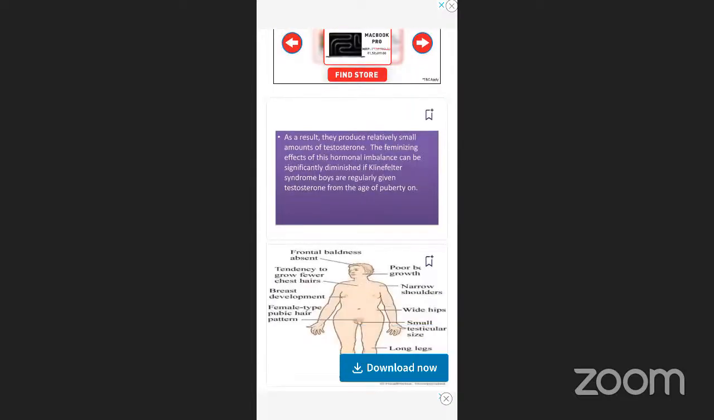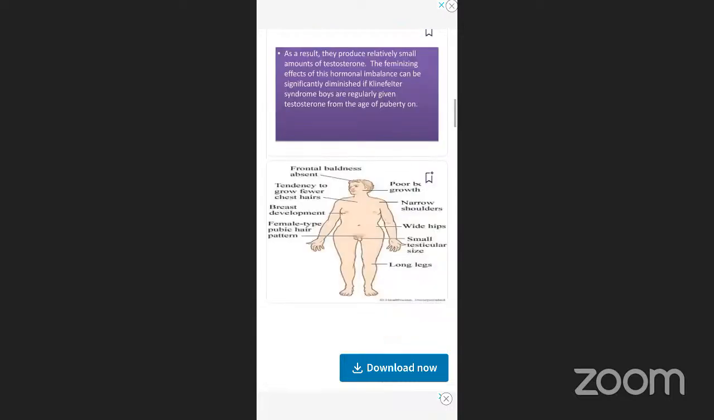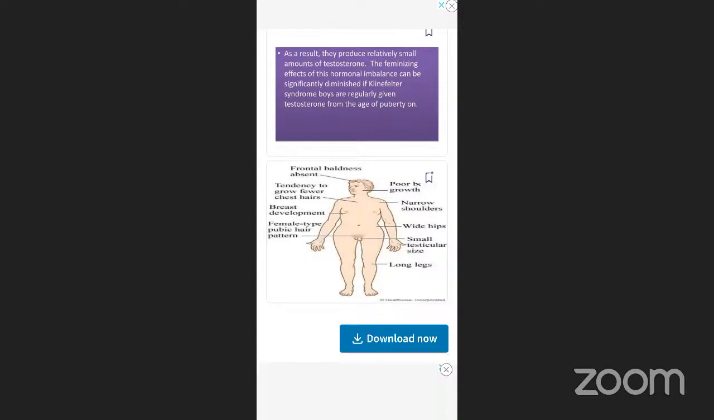As a result of producing relatively small amounts of testosterone, the feminizing effects of this hormonal imbalance can be significantly diminished in Klinefelter syndrome. Boys are regularly given testosterone from the age of puberty on. Okay, these are the Klinefelter syndrome characters. Some male characters are poor, and breast growth is also very poor. There is a tendency to grow fewer chest hairs. Next are narrow shoulders, small testicular size, long legs, and a female type of pubic hair pattern.